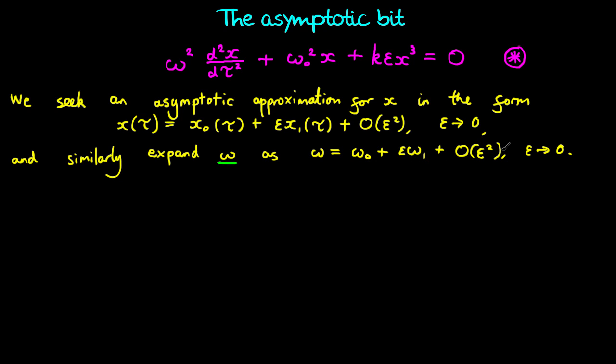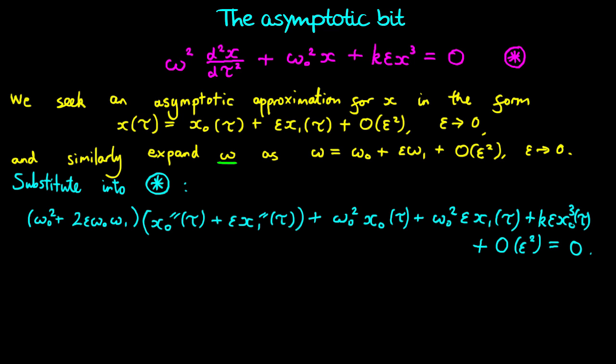Okay, so that's a key step in the Lindstedt Poincare method, because we're saying that we're looking for periodic solutions. We don't know what the period is. We're calling that unknown period omega, and because it's unknown, we can expand that asymptotically. And now we're going to put both of those things into this equation that I've labelled star.